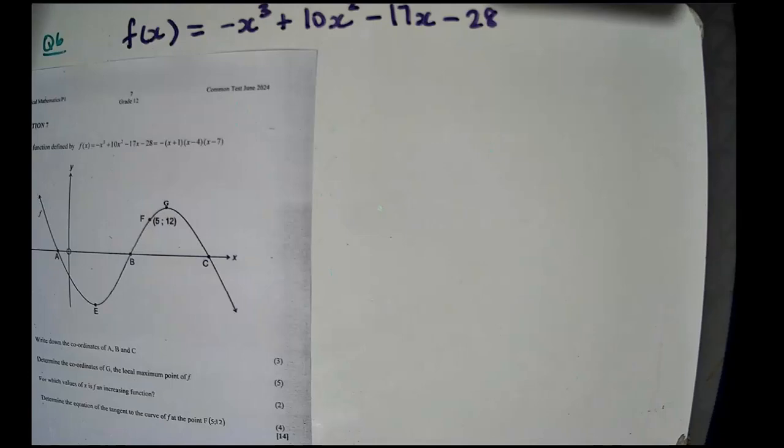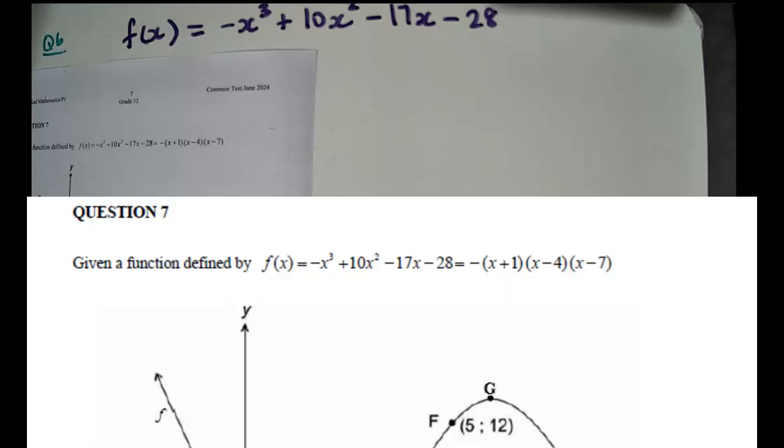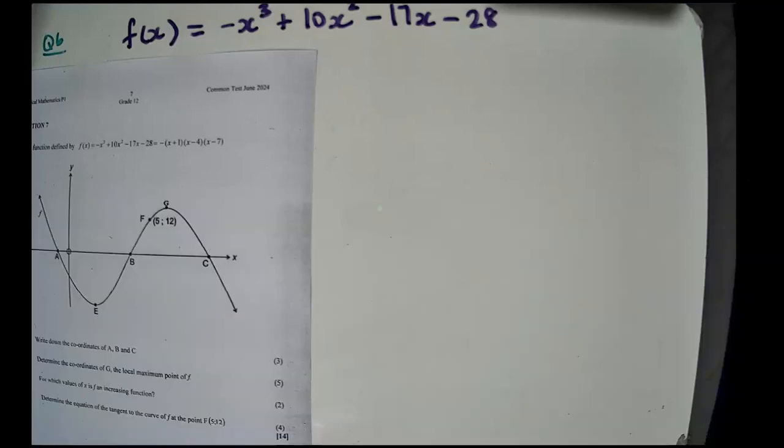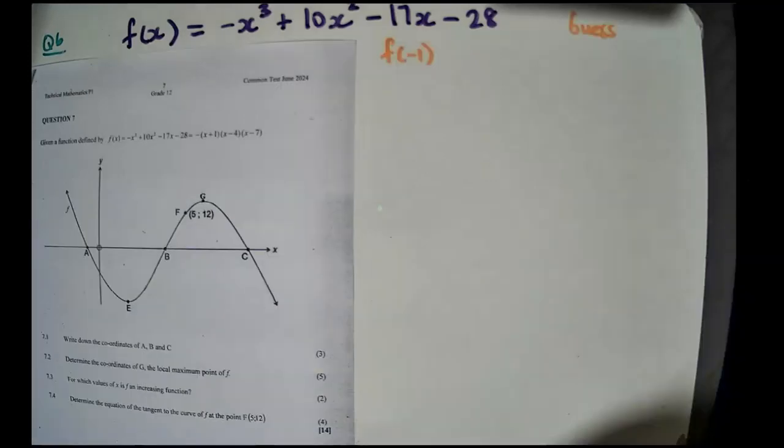Right, the next question, question 6. We have f of x is equal to minus x cubed plus 10x squared minus 17x minus 28. So this is the question on the left hand side, right? So most times they don't give you the factors here, right? This question gave the factors, they normally don't. So you have to find the factors. So you can use your calculator, but I'm going to show you the full way of how to do it, right? So you have to guess f of minus 1 or f of 1 as a starting point.